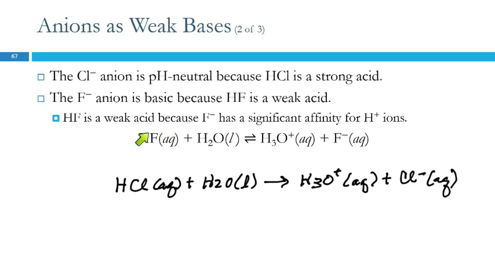Here's HF, hydrofluoric acid. This is a weak acid. A weak acid ionizes partially, forms some hydronium ion and some fluoride ion, but this is in equilibrium. It's going both ways. So if we had fluoride ions, they could accept hydrogen ions and go back this way. If you accept a hydrogen ion, you're a base. The fluoride ion has affinity for the hydrogen ions. The chloride doesn't.